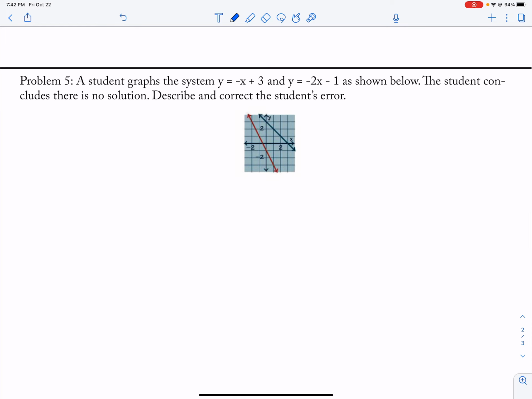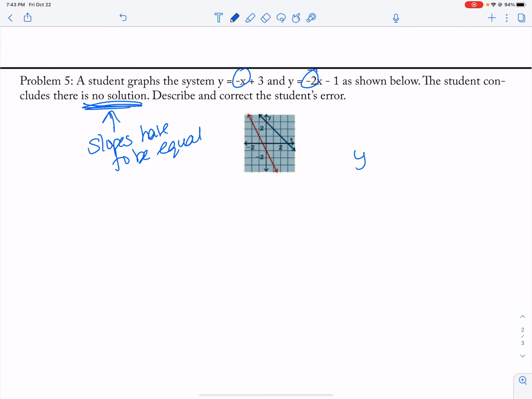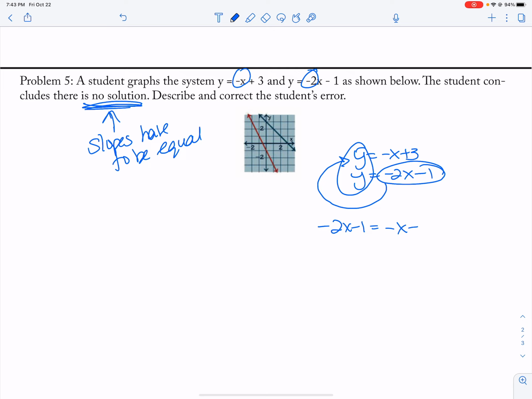If I look at 5, what's the error? The error is that the slopes are not the same. So for no solution, the slopes have to be equal. The slopes are not equal. So because I have both a y equals -x plus 3, and I told you in all these, I don't care how you guys solve them at this point. So because they're both y equations, I'm going to set these two, I'm going to plug this -2x minus 1 in for that y. So I have -2x minus 1 is equal to -x plus 3.